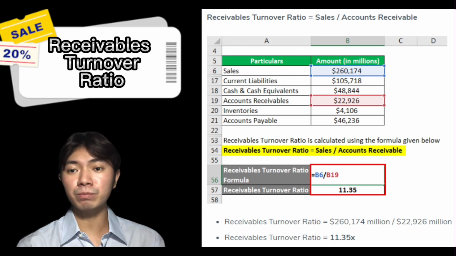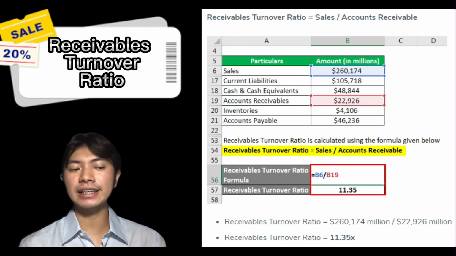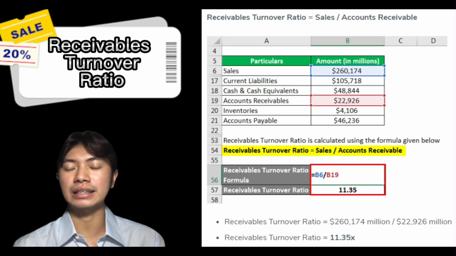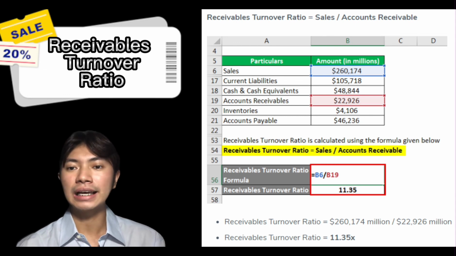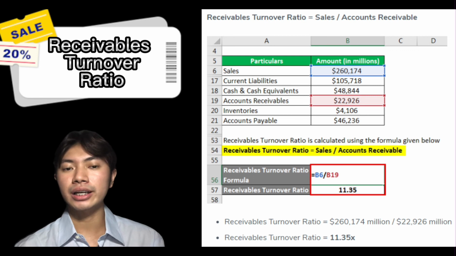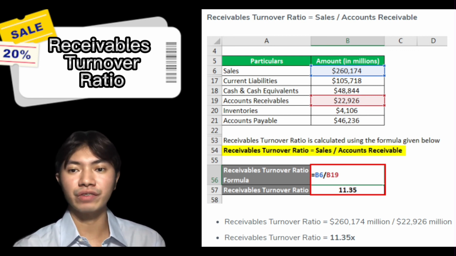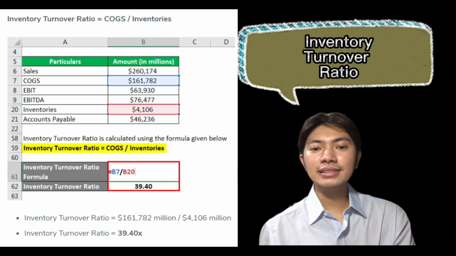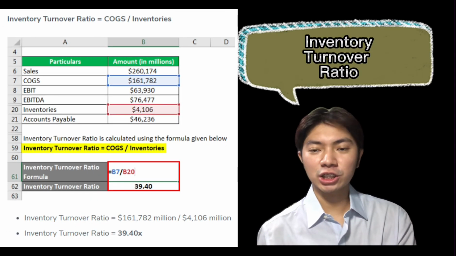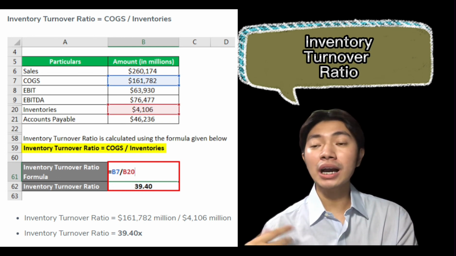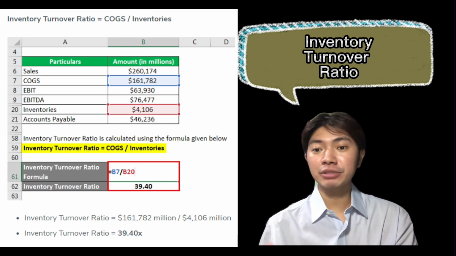For our example ay makikita natin na meron tayong sales na $260,174,000 that will be divided to accounts receivable na $22,926,000. Ang makukuha nating sagot ay 11.35. The next is the inventory turnover ratio. So it is important dahil dito nasusukat kung ang companies generate sales from its stocks.